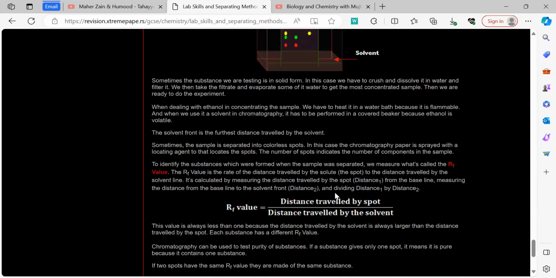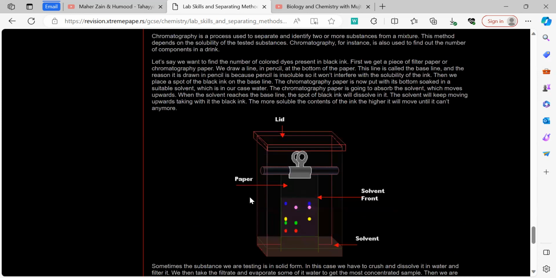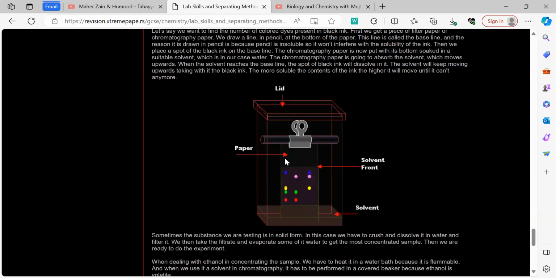You need to first remember this formula: the Rf value is the distance traveled by the spot or the solute over the distance traveled by the solvent. To calculate the Rf value, we take the help of chromatography. Now you need to know the clinical uses of chromatography. Chromatography is used worldwide in dope tests so that the illegal use of drugs by athletes can be ruled out from their blood.